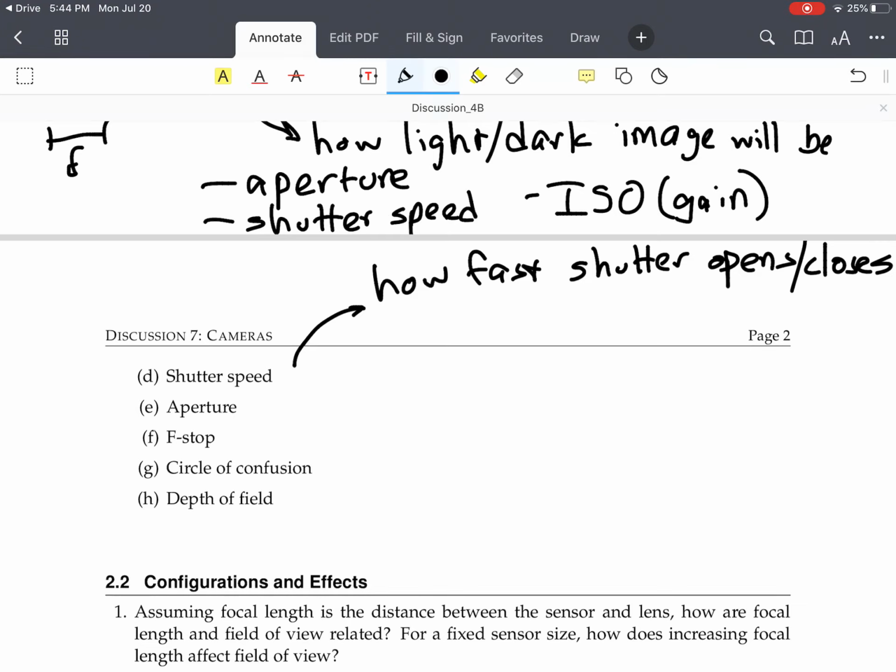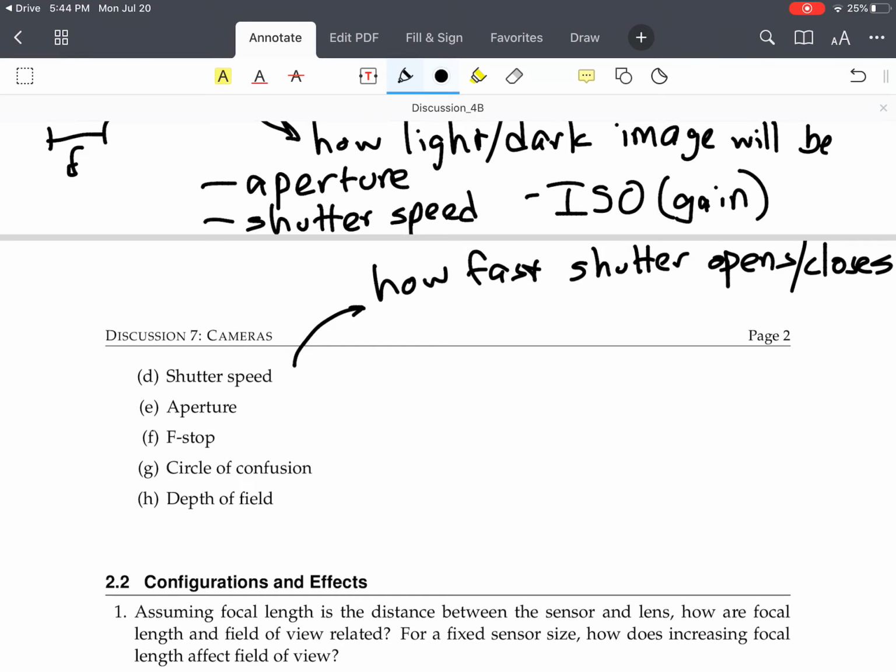Okay, so if you've ever seen a camera, when you click the camera, something will open and then shut, and how fast that happens is the shutter speed. Obviously this affects how light or dark your image will be, because if it's open for longer, more light is coming in. If it's super quick, the image will be comparatively darker. So that's what the shutter speed is. It's how fast or slow the shutter opens, and it affects how much light enters.